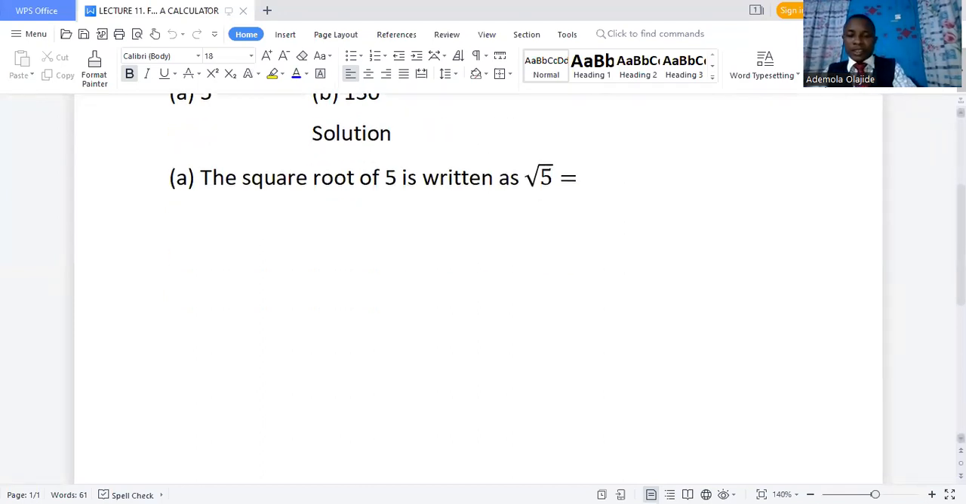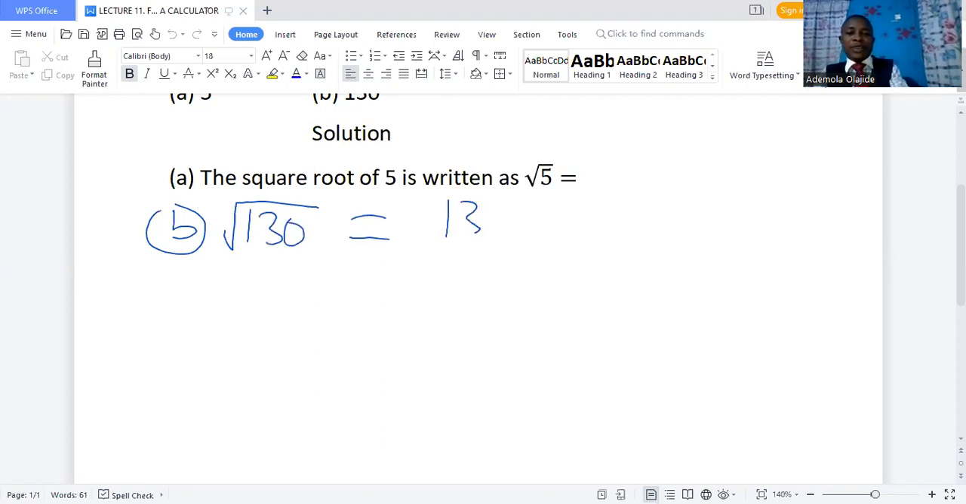130. That's the B part. The square root of 130 is simply the number itself, 130, plus the next perfect square after 130. Don't forget, the least 3-digit perfect square is 100.